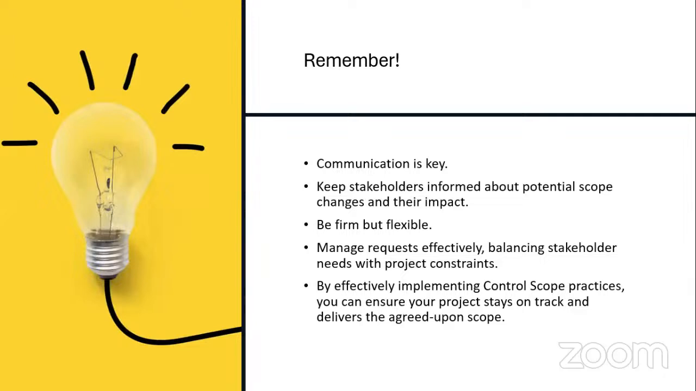Remember, communication is key. Keep stakeholders informed about potential scope changes and their impact. Be firm but flexible. Manage requests effectively, balancing stakeholder needs with project constraints. By effectively implementing control scope practices, you can ensure your project stays on track and delivers the agreed upon scope.